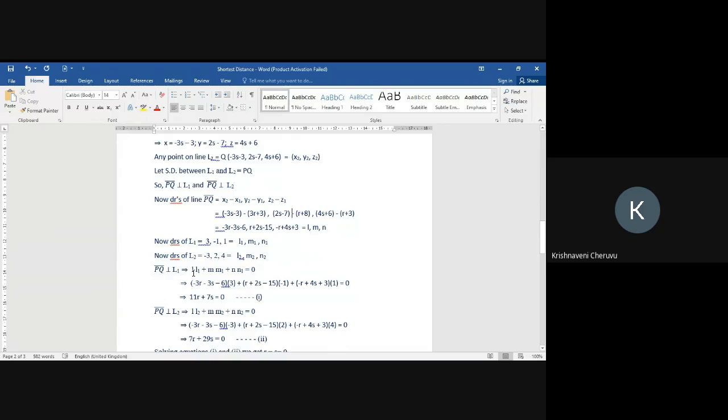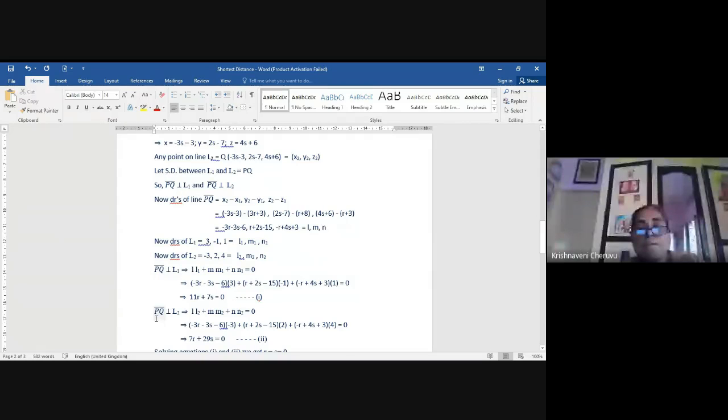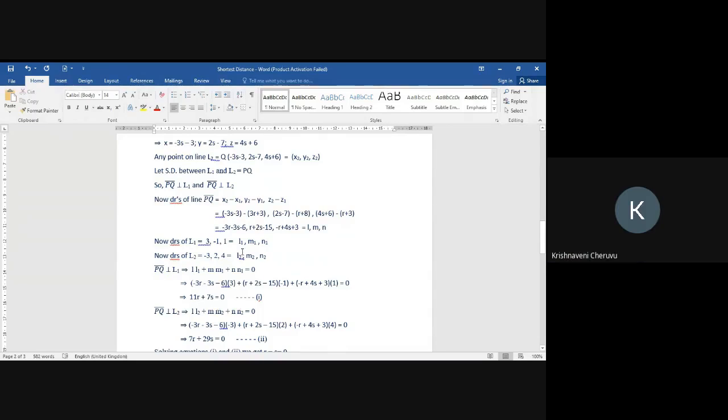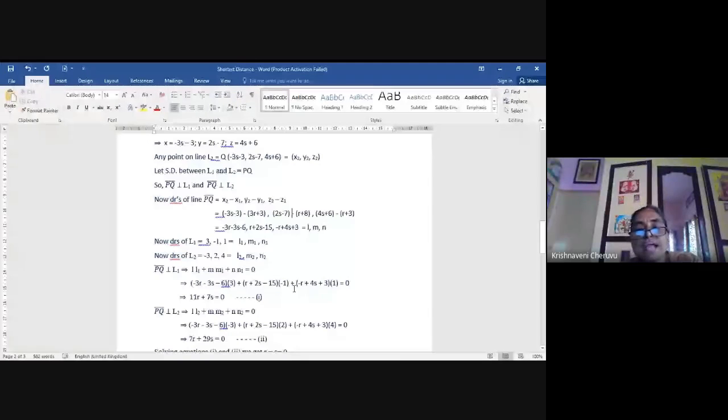PQ is perpendicular to L1 means this is the condition. PQ is perpendicular to L2 means this is the condition. Now L1, this is L, girls. I named it as L. This is M, this is N. So L1 l plus M1 m plus N1 n is equal to 0. If you simplify, you'll get 11R plus 7S is equal to 0. Let it be equation 1.